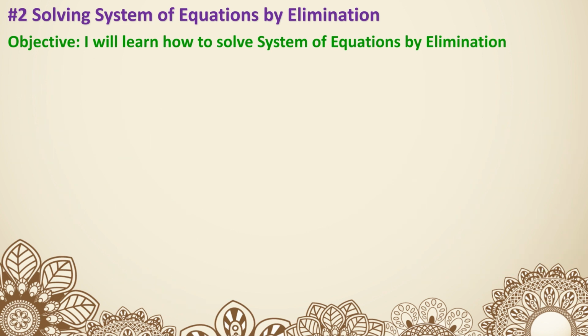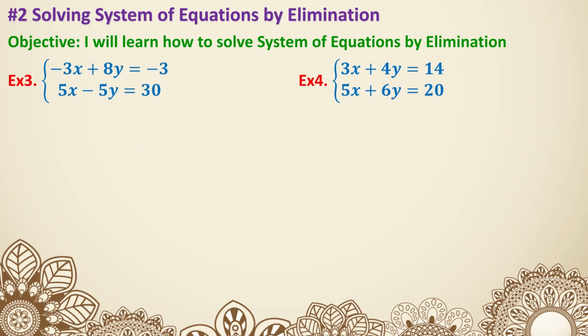Moving on, example 3. Well, negative 3 and 5, and 8 and negative 5, they're kind of the same value. They're not one pair that's bigger than the other, so you can choose either one. I'm just going to use the first one.